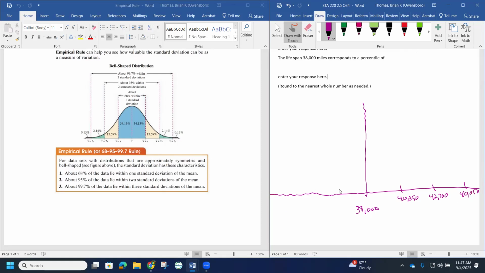Now, if I move to the left of 38,000, so if I subtract 2,350, we're going to end up with 35,650. If we subtract 2,350 again, this puts us at 33,000. And if we subtract 2,350 again, we're going to end up with 30,950.